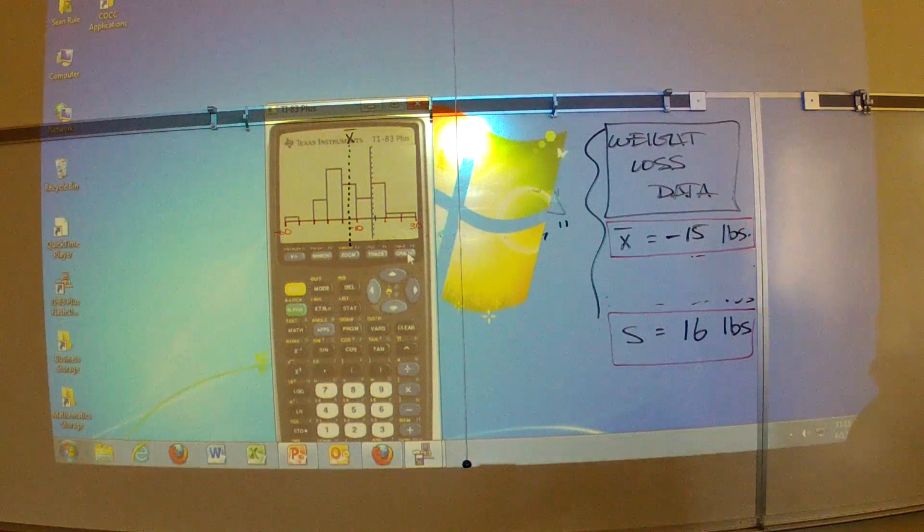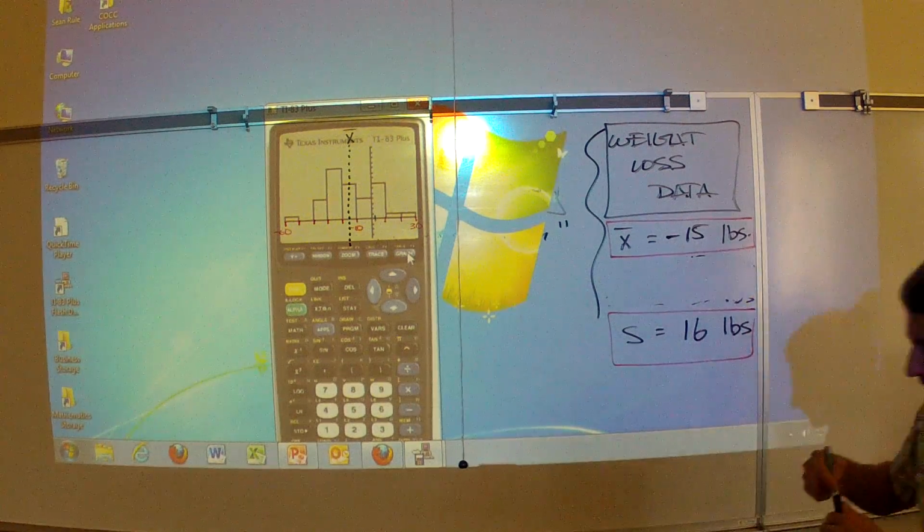I'm going to ask for a projector. When I have an actual overhead projector, I can make it bigger on the board. I'm kind of stuck with the size of this now.